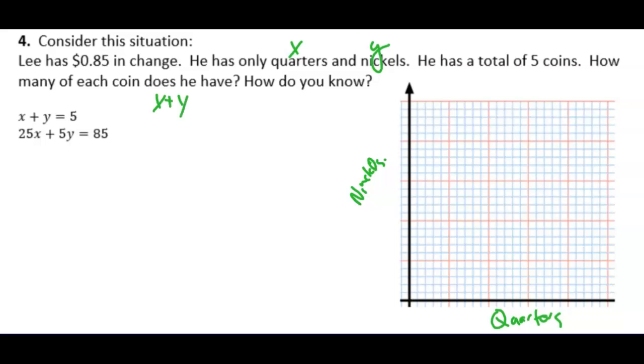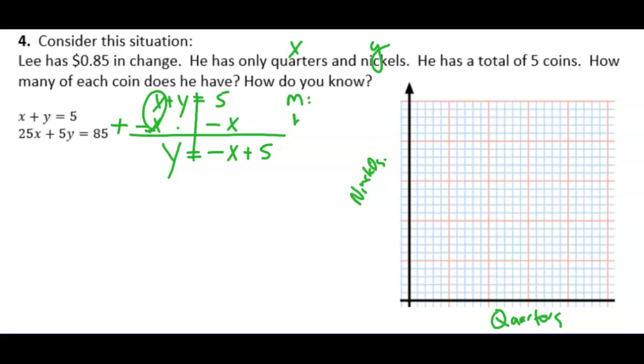So X plus Y equals 5, I need to get that to be Y equals. To do that, I need to get the X out of there. So I need to add a negative X to both sides. Always addition at this step. This will add to 0. So now I have Y equals negative X plus 5. Fantastic. Now I can identify my M and my B. My M is going to be negative 1 over 1, and my B is going to be 5.